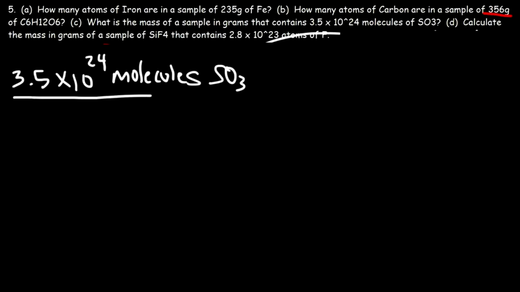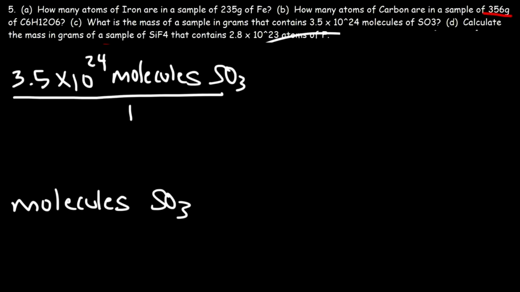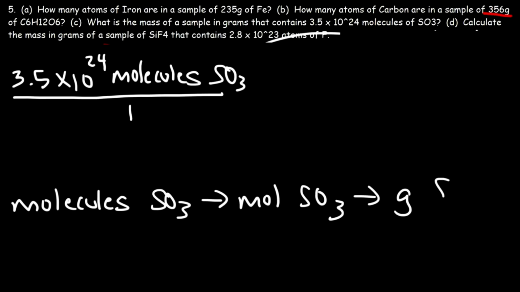And let's plan out what we need to do. So we just need to find the mass of the sample. Right now we have molecules of SO3. SO3 is a molecule, made up of many atoms. So once we have molecules, using Avogadro's number, we can convert from molecules to moles, and then using the molar mass, we can go to grams of SO3. Now we don't need to do anything else, because once we have the mass in grams, we're done.